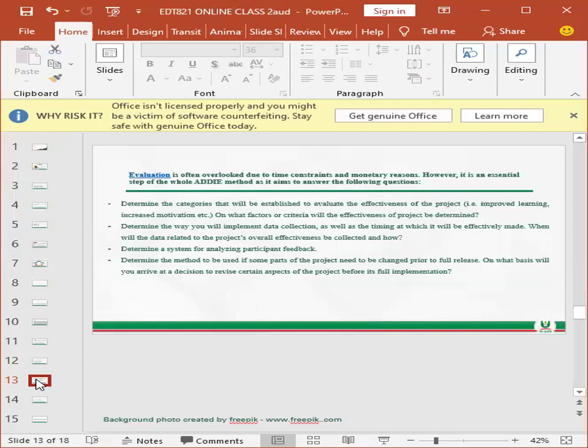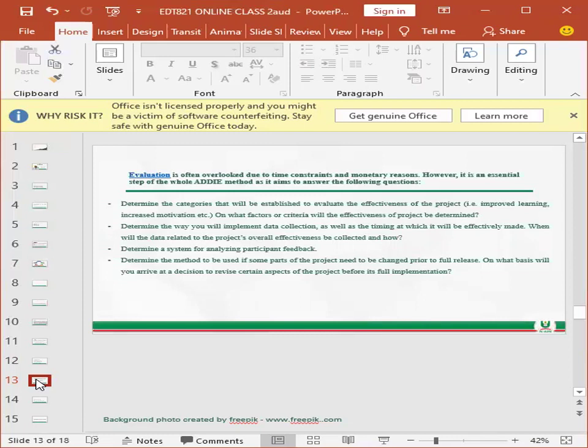this stage, the last stage, which is evaluation, is often overlooked due to time constraints and monetary reasons. So it is an essential step of the whole ID method, as it aims to answer questions like determining the categories that will be established to evaluate the effectiveness of the project. That is, improve the learning, increase motivation, etc. So, on what factors or criteria will the effectiveness of projects be determined?